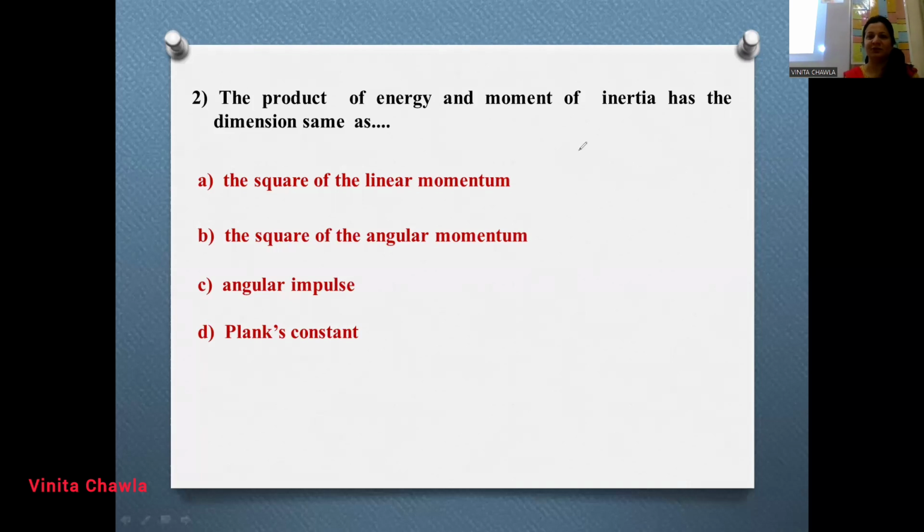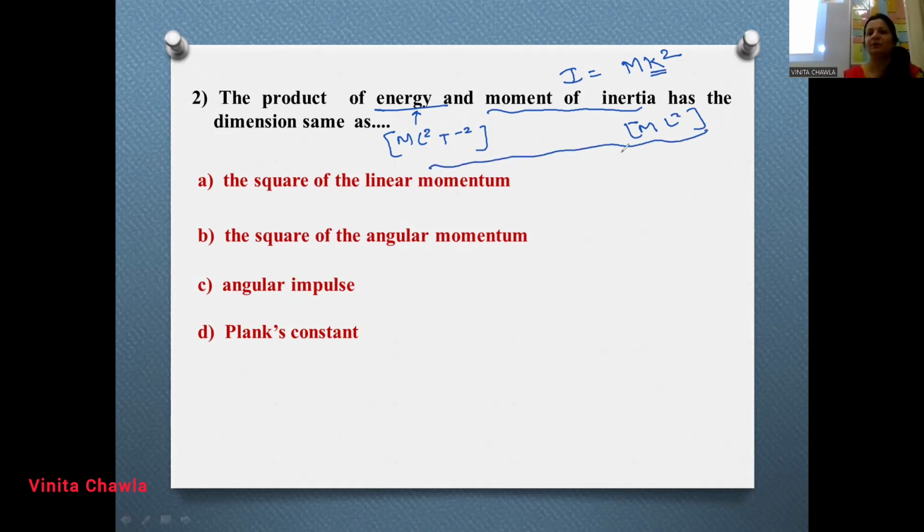What are the dimensions of energy? Dimension of energy is ML2T minus 2. And moment of inertia, you know what moment of inertia is? Moment of inertia is denoted by I and it is equal to mk square. This you will study in the chapter rotational motion. The dimension of m is M, and k is the radius of gyration, so L2. So the product of energy and moment of inertia will be M2 L4 T minus 2.